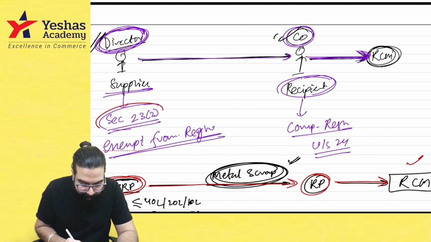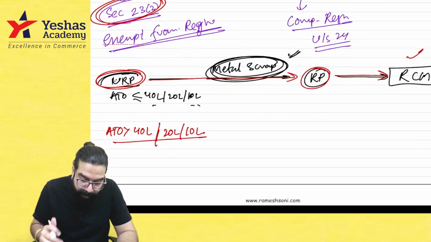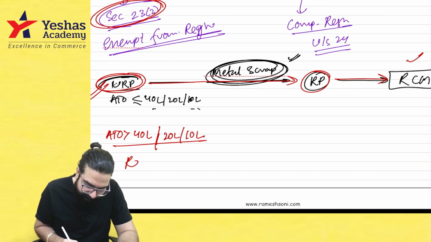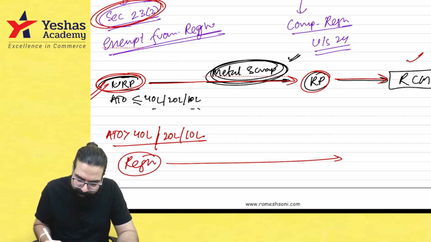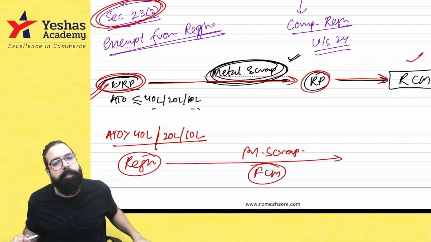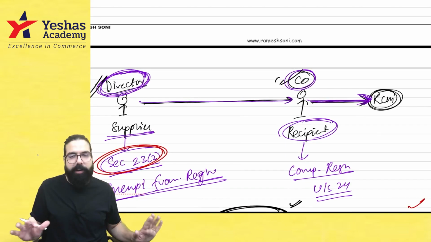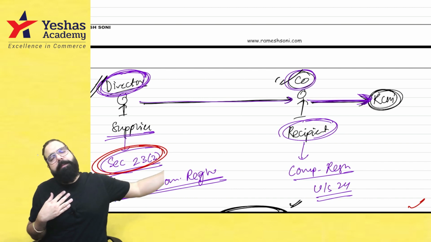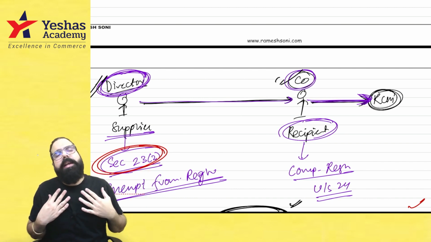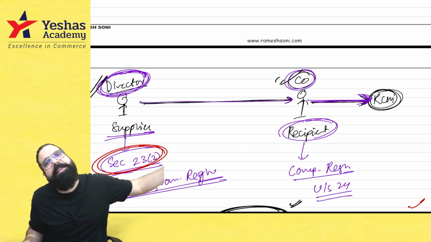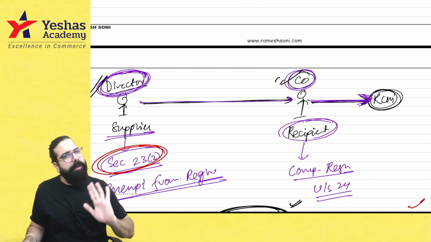This exemption is not applicable for a supplier of metal scrap. If I cross the registration limit, I have to take registration and then I will start charging GST on metal scrap also, under forward charge mechanism. I hope this point is clear to all. Generally, if I am making supplies on which GST is always payable under RCM, then even if my turnover crosses the limit, I will not take registration because the recipient has to pay GST under RCM. I hope this point is clear.